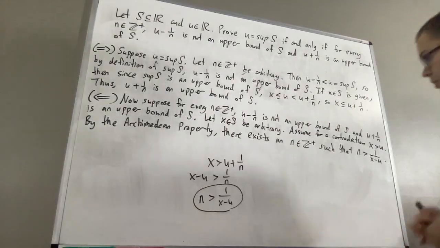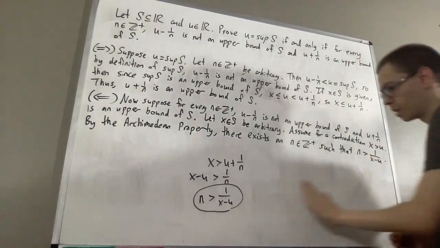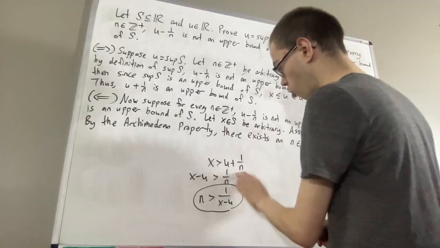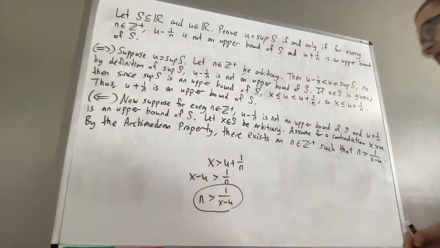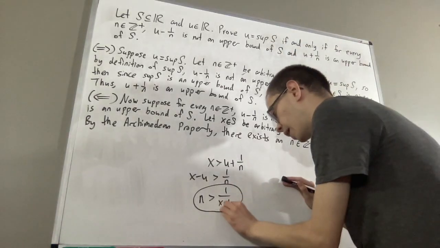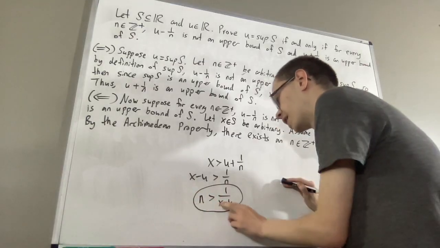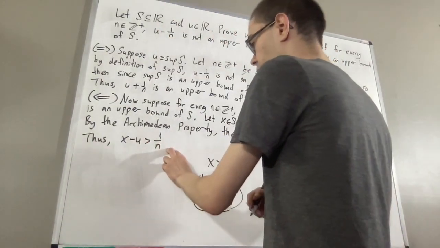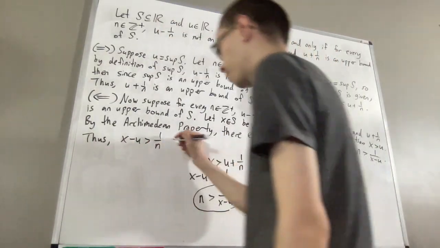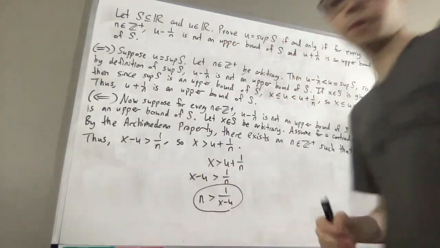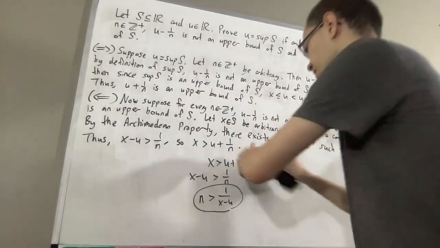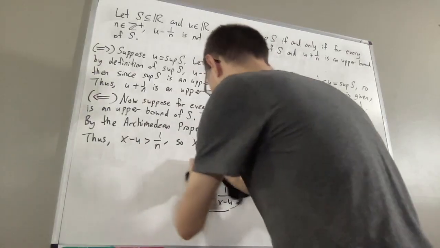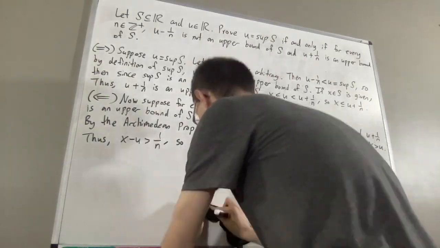Well, then from here, we should be able to take this inequality and obtain x is greater than u plus 1 over n. Because what do we do? We would multiply x minus u to the other side, divide n to the other side, but then we could add u to the other side, and we get x is greater than u plus 1 over n. But then, by our hypothesis, we know that u plus 1 over n is an upper bound of S.